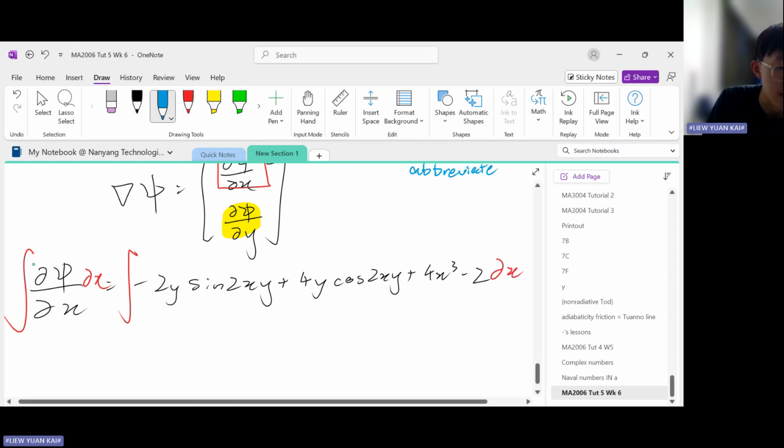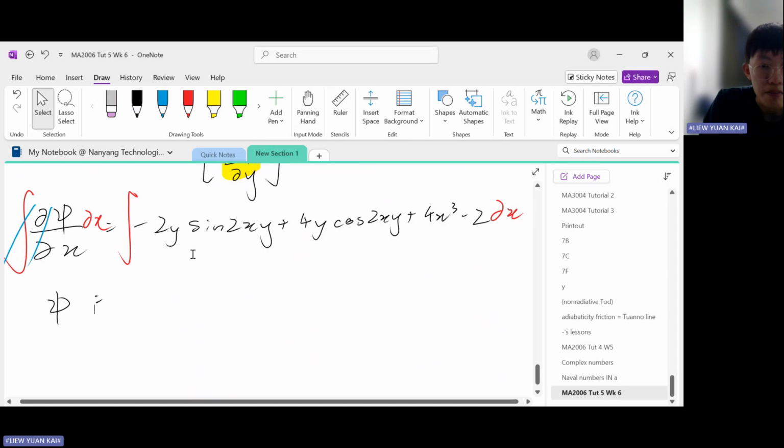So this integration will cancel with this derivative operation, leaving you psi only. And then on the right hand side, we need to partially integrate this expression with respect to x. Partial integration means, let's say here we have a partial integration with respect to x, right? To partially integrate with respect to x means you treat all other variables as constants. So x is the variable that we need to integrate with respect to.